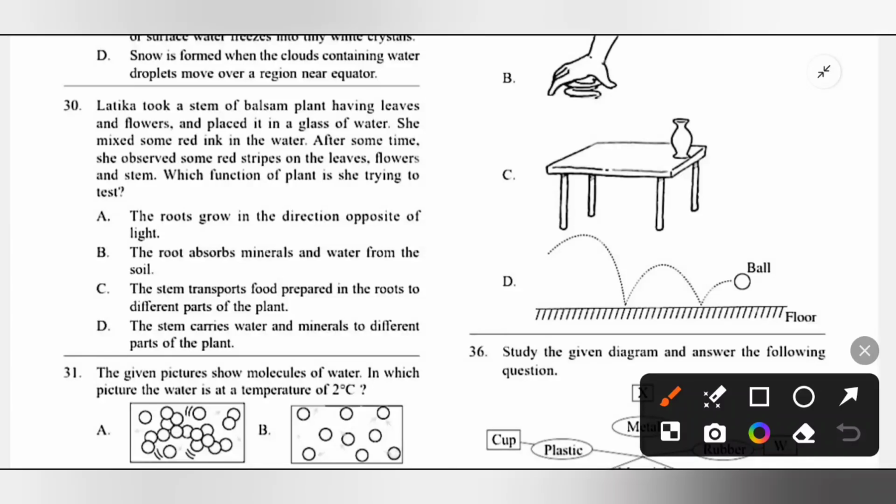So, option A, the root grow in the direction opposite of light. No. B, the root absorb water and minerals from the soil. No. C, the stem transport food prepared in the roots to different parts of the plant. No. D, the stem carries water and minerals to different parts of the plant. Yes. So the function of plant she wants to test is the stem carries water and minerals to different parts of the plant. That's why she observed some stripes on the leaves, flowers, and then stem. Okay. So option D is the correct answer.